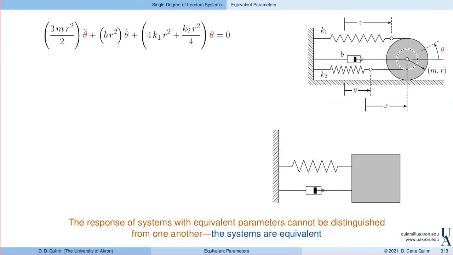So let's look at a little more complicated example. Again, one that we've done previously in one of our earlier lectures. Here we have a disk. It rolls without slip on the ground. There's a spring of stiffness K1 attached to the outer radius of the disk, wrapped around.